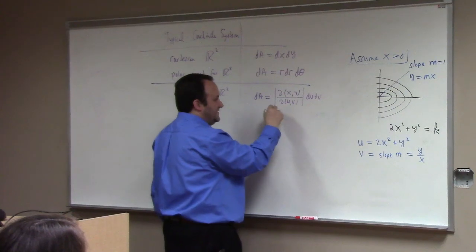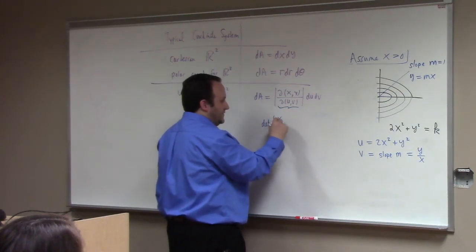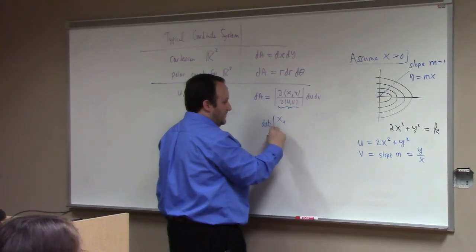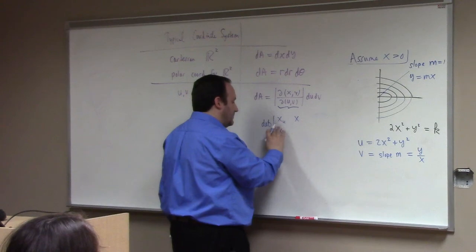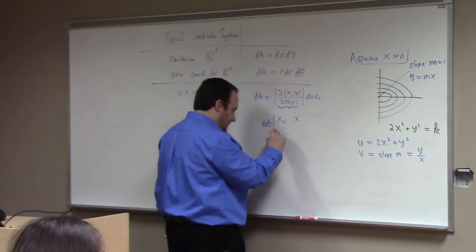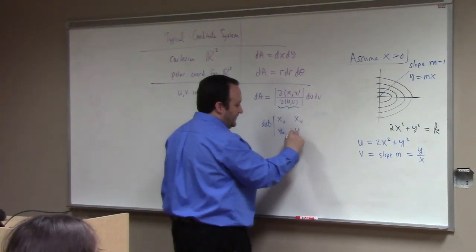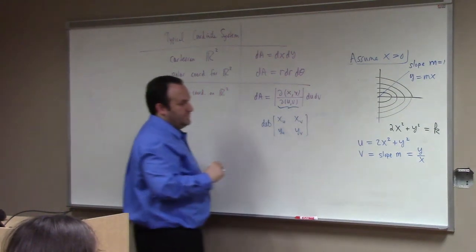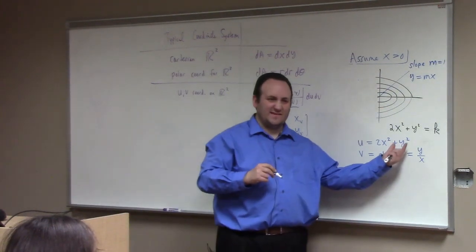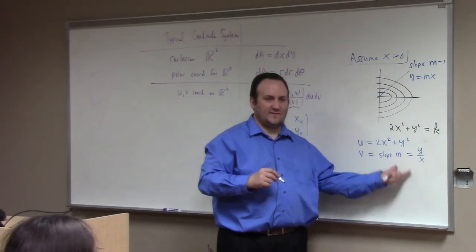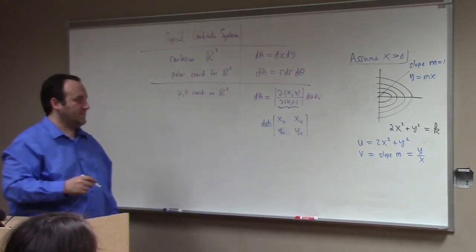What does this mean? This means the determinant of x_u, x_v, y_u, y_v, right? But you see, that's a pain because we don't have x and y as functions of u and v yet, do we? There's a wonderful theorem, though.